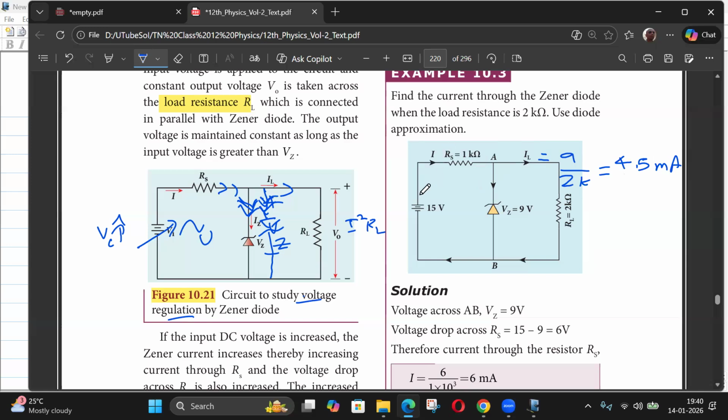So this current is, if you assume this is 0, this is plus 15 volts, and this voltage is 9 volts. So the drop from here to here is 6 volts. So this current is 6 by 1, that is 6 milliamps. So 4.5 milliamps is flowing here. So the remaining 1.5 milliamps will flow in the zener diode.